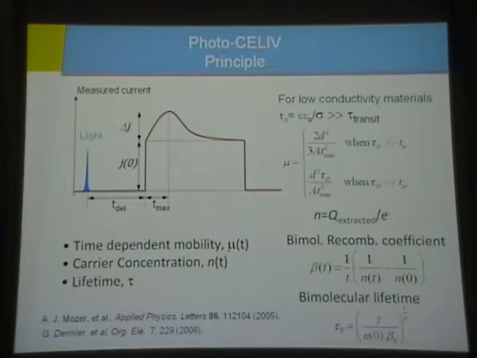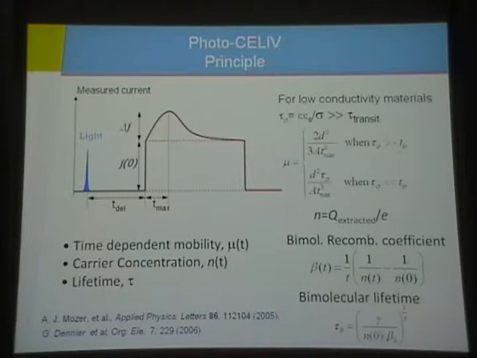So this is the typical transient photo-CELIV data, and from this one can measure mobility as a function of time, carrier concentration as a function of time, and the lifetime of the charge carriers. And if you have some signatures of, suppose, bimolecular recombination in your devices, you can use bimolecular formalisms and extract the bimolecular coefficient and bimolecular lifetime of the charge carriers. This I'm going to show you in a minute.